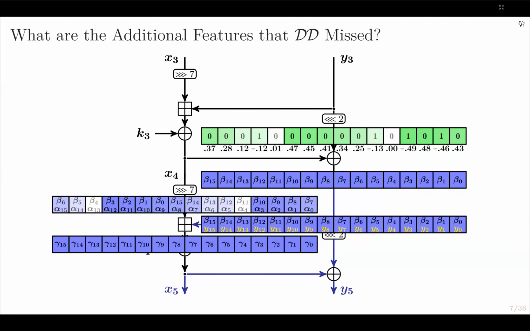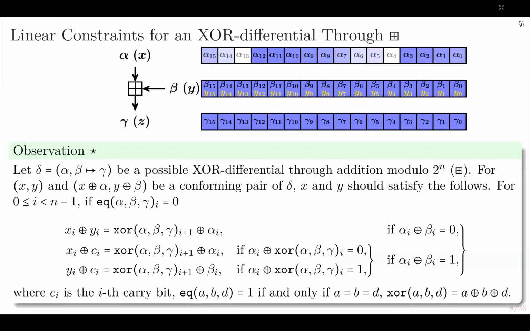But how? The answer is that when we compute the differential probability under the known value of y, it will be greatly different from the differential probability computed under all possible values of y. The concrete analysis is as follows.